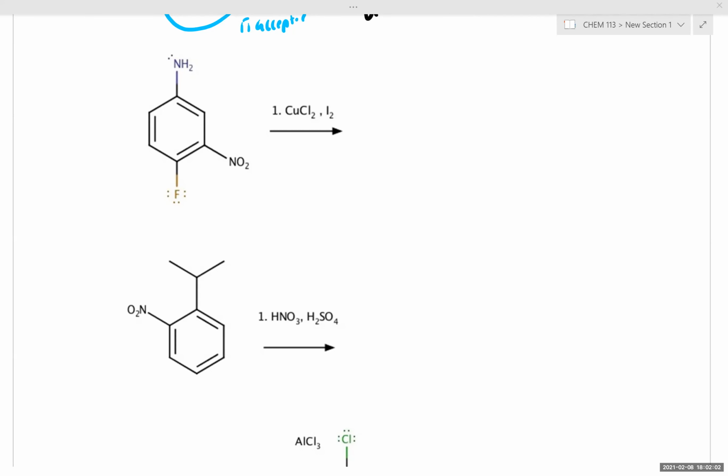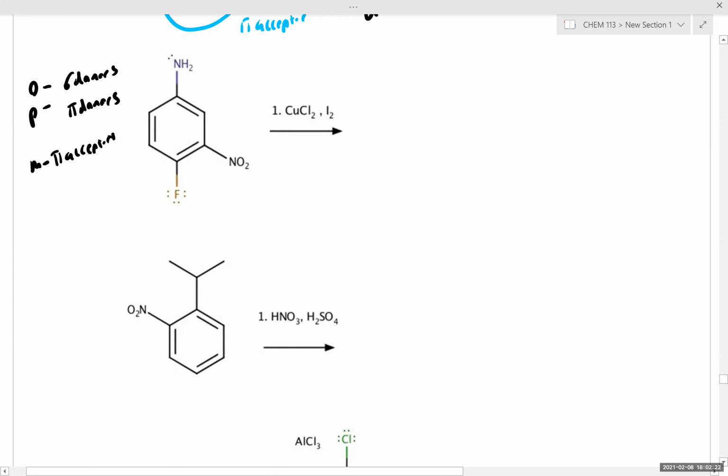There's a table earlier on in the notes. Generally, ortho-para directors are sigma donors or pi donors. So they're electron-rich donating groups, while meta-directing groups are pi acceptors or sigma acceptors. So meta-directing groups are generally electron withdrawing. And that's based on this idea that you're either stabilizing or selectively destabilizing certain carbocation intermediates.